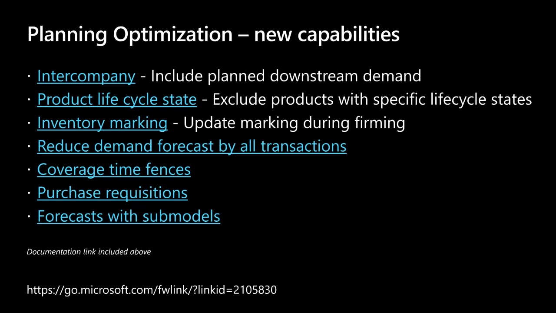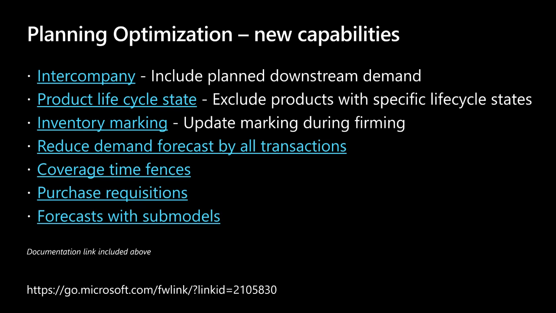Purchase requisitions, the next one on the list here. Whenever you use purchase requisitions, if they are approved, they can be picked up by master planning to generate normally planned purchase orders, but it could actually also be transfers or production orders that you control with your purchase requisitions. And finally, forecast with submodels, the latest we got out here.